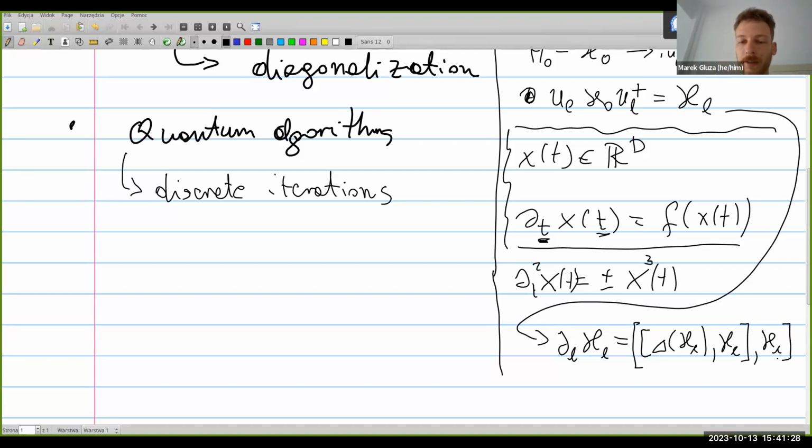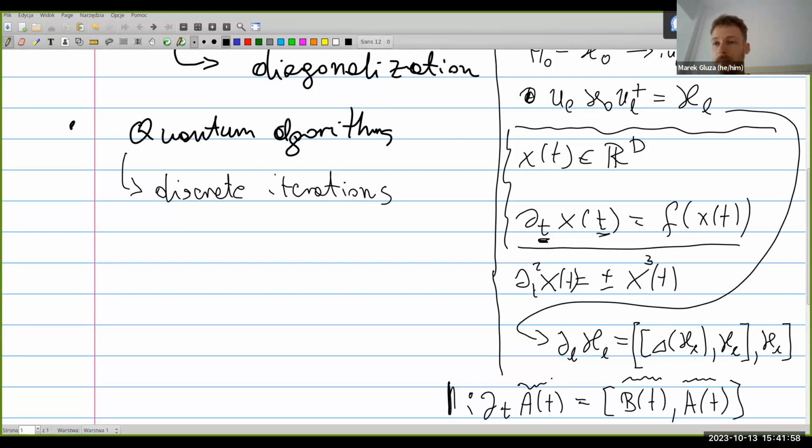So if I would have an equation where I say d_t a of t, and then maybe I put an i here, is b of t, a of t, then we would say that this is the Heisenberg equation with the Hamiltonian, which is b of t. And in this Heisenberg equation, the operator A evolves in the Heisenberg picture.